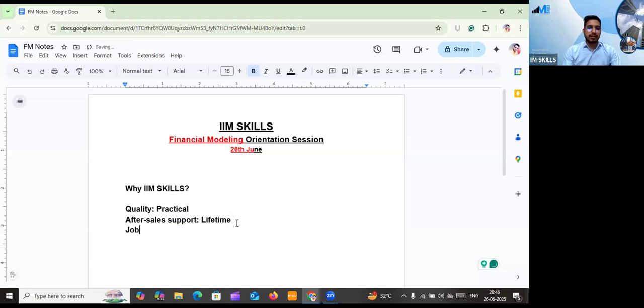That is another portion. The next portion is the job support, job assurance, I would say. Now, the job support part is something we need to understand. Most of us are doing financial modeling for our career.